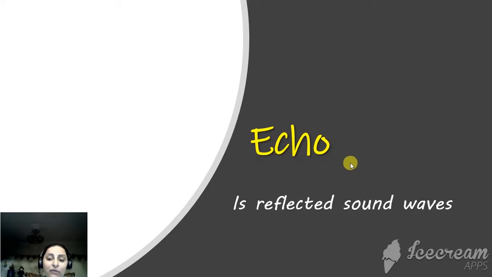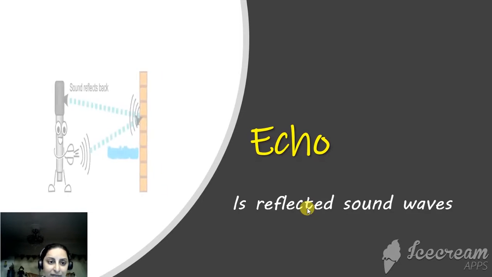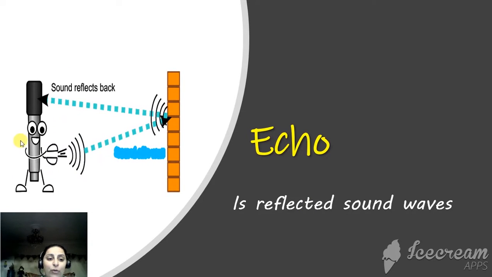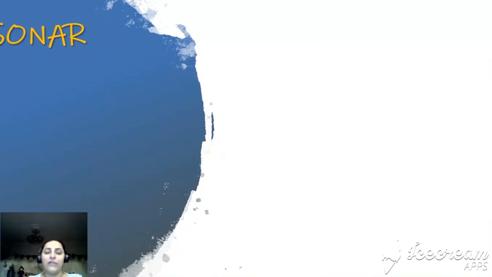So, what is the meaning of echo? Echo is reflected sound waves. So, when the source of sound produces sound waves, it falls on any surface and it bounces back, or the sound reflects back. This is called echo. What are the uses of echo?